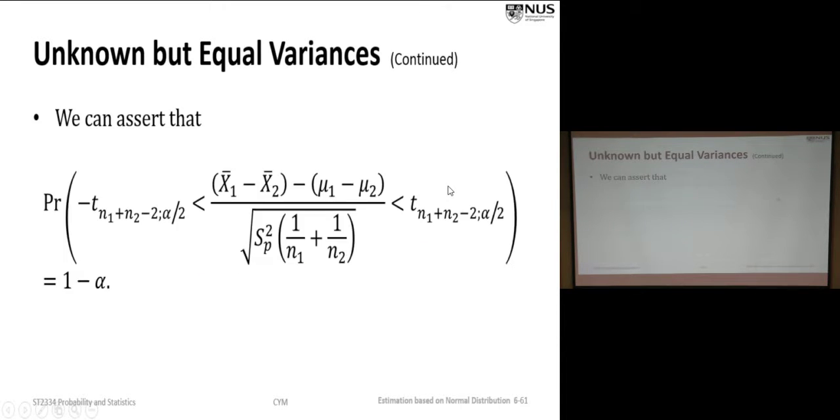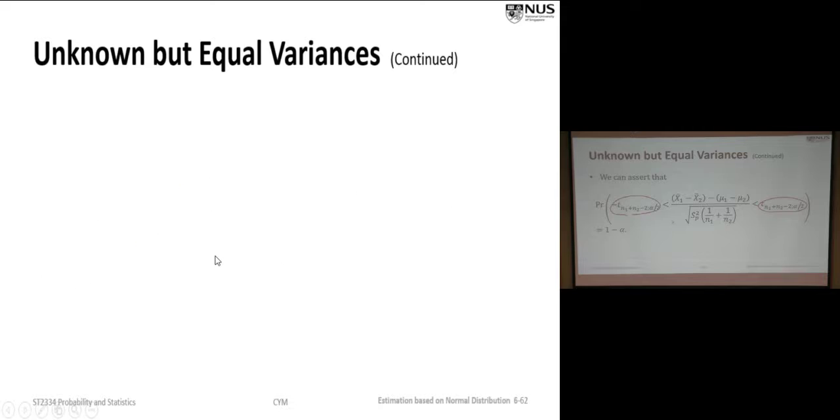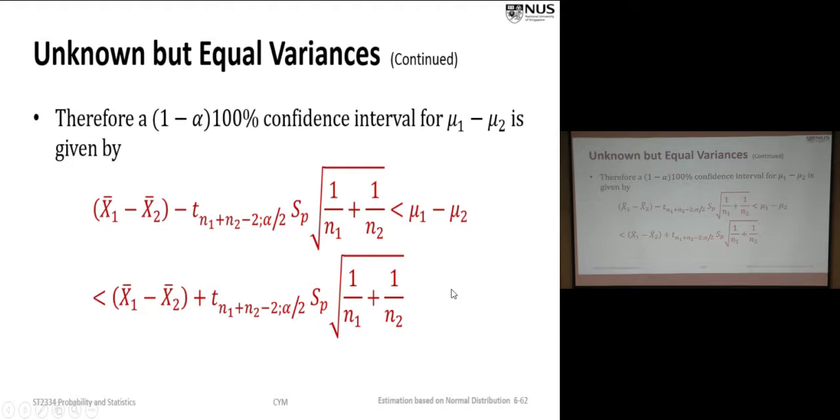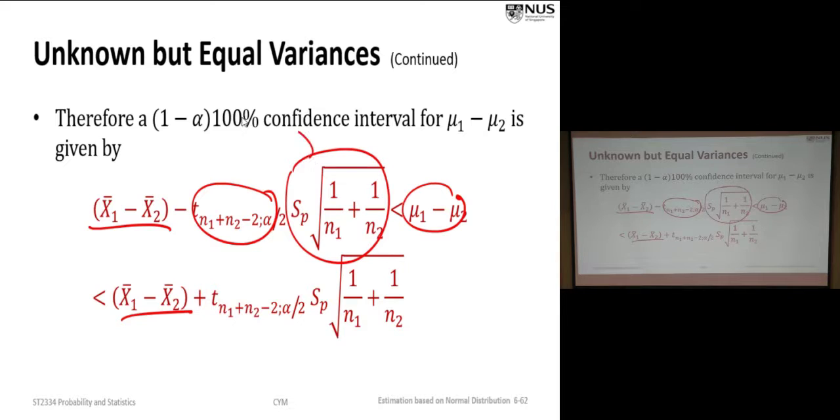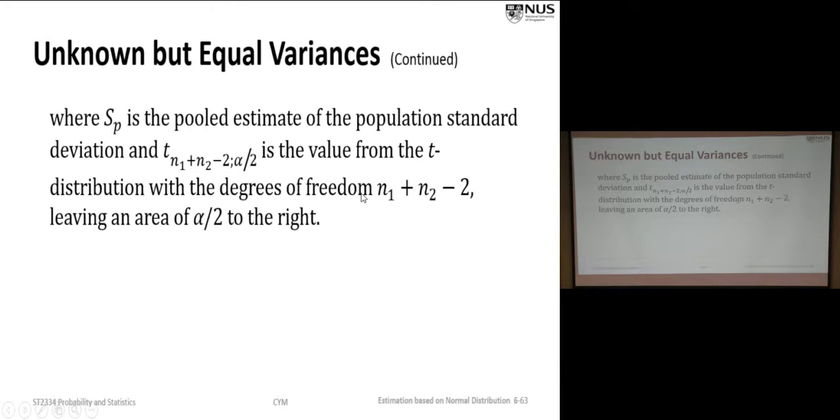So based on that, this is the T distribution, the lower limit and the upper limit for alpha over 2. Rearrange it, and we get this very complicated looking formula, but the idea is that we want to estimate this one. This is the point estimate, this is the constant, and this is the standard error, or estimate of the standard error, for x1 bar minus x2 bar.